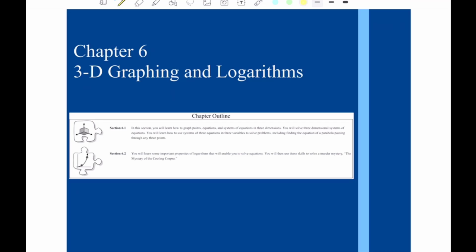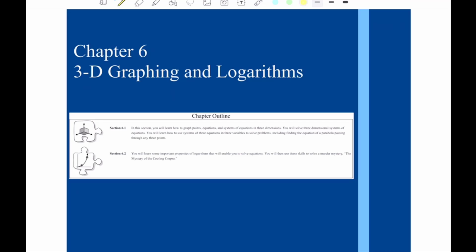2, right? Your x and your y are your 2 dimensions. So now we're going to add a 3rd dimension to that. Then you can solve 3-dimensional systems of equations. You'll learn how to use systems of 3 equations and 3 variables to solve problems, including finding the equation of a parabola passing through any 3 points.